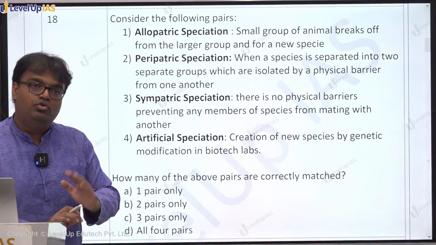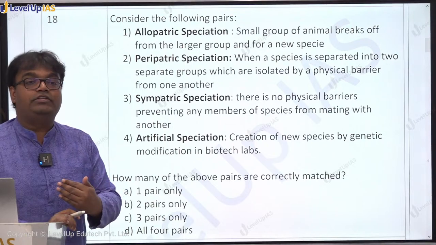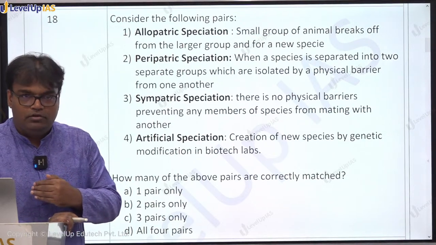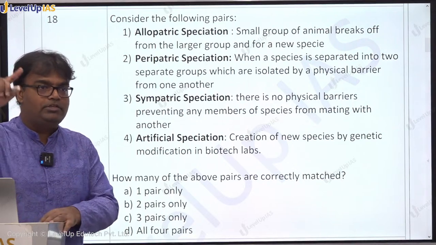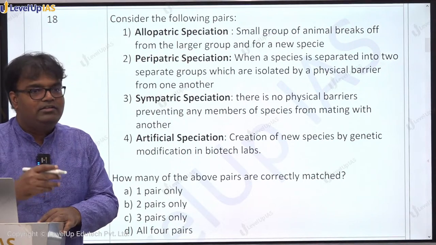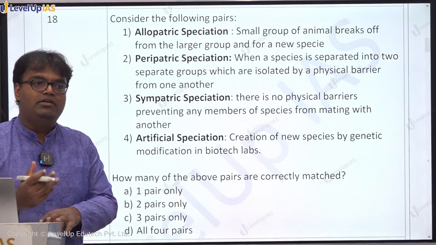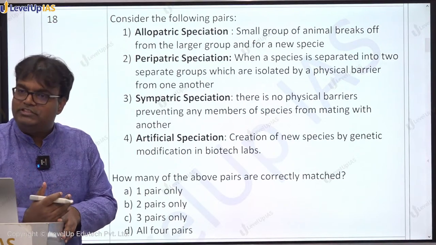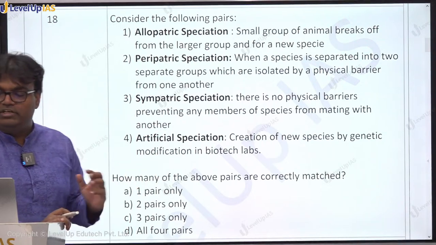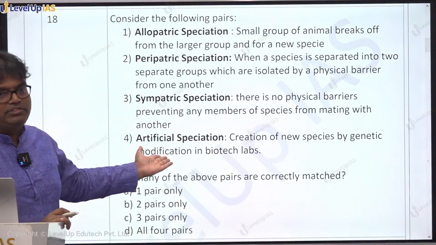Sympatric, when there is no barrier, and even then new species get created. For example, in case of snow leopard and leopard, leopards are found in mainland India, snow leopard Himalayas mein. Ab mainland aur Himalayas ke beech mein barrier nahi hai. Right? There is nothing preventing this leopard to go there or that leopard to come here. But still, without any barrier, new species have been created. This is sympatric speciation. And when we genetically modify a living organism to create a new species, that is artificial speciation.